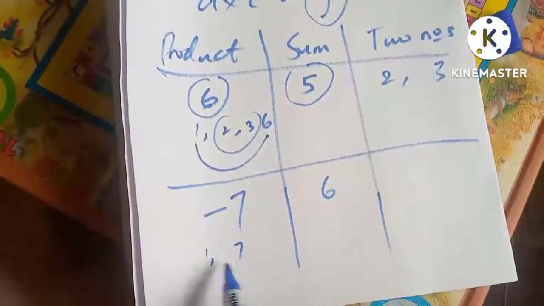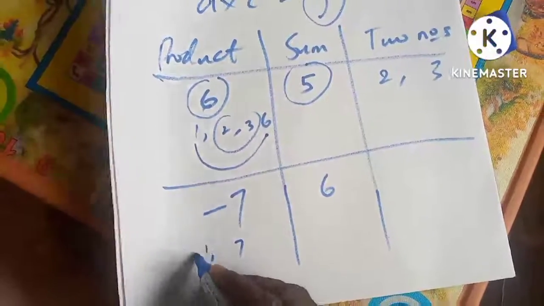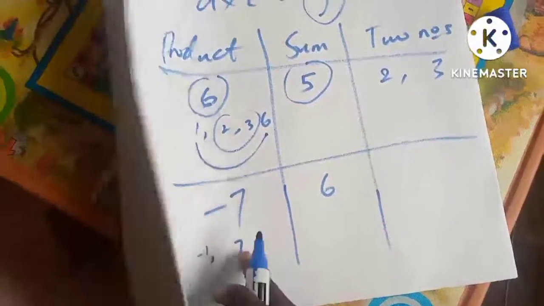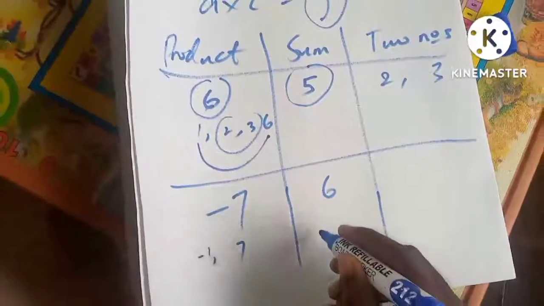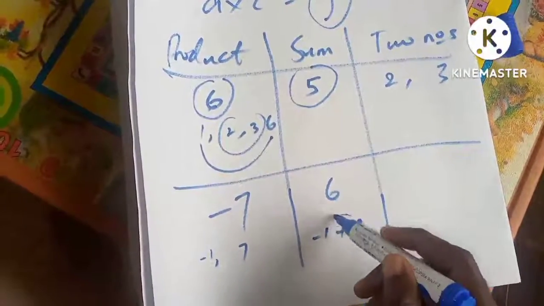How can I multiply these to give me -7? Okay, if I put a minus here, -1 times 7, that will be -7. If I add this together, -1 plus 7, will it be 6? Oh, yes, it will be 6.